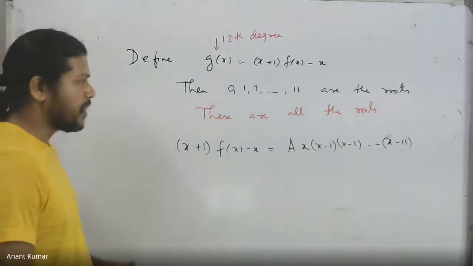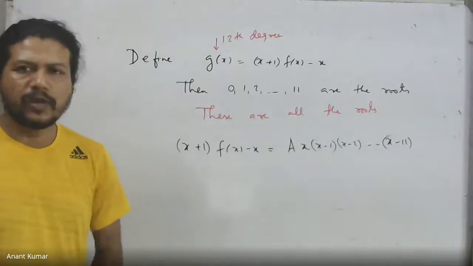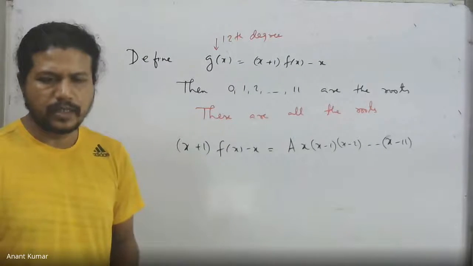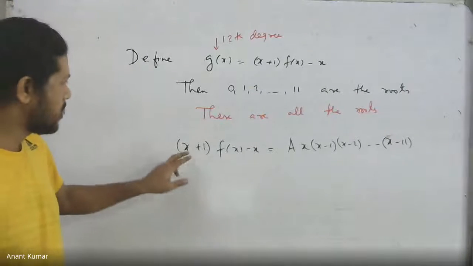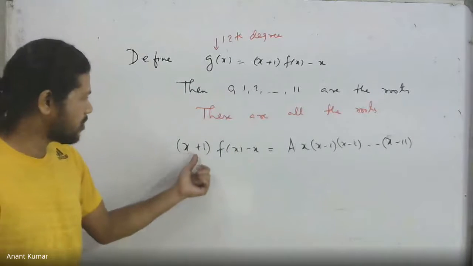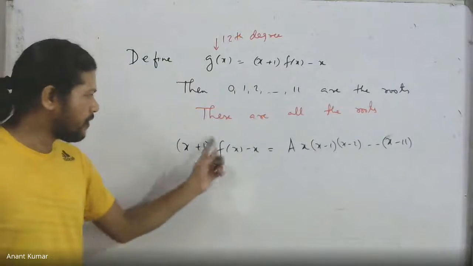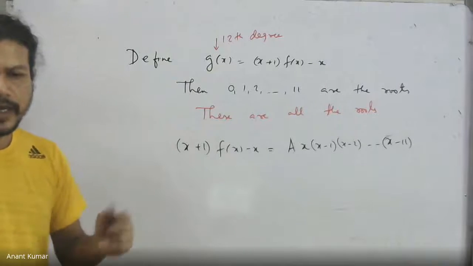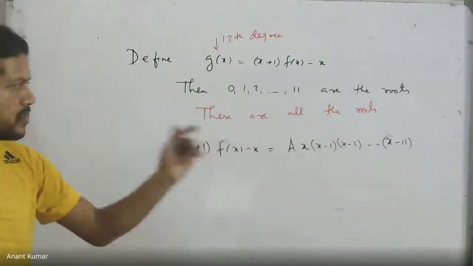Now, in order to find a, what to do? First of all, notice that we have already exhausted all the information given to us, so I cannot put in any other values of x. But we need to find this a. I look at this expression and find that whatever the value of f(x), if I put x equal to minus 1, irrespective of what f(-1) is, the value of this entire expression turns out to be 0. That way, I'll be able to find the constant a.